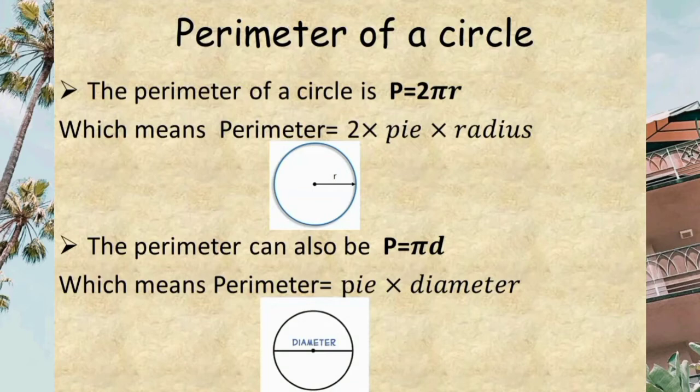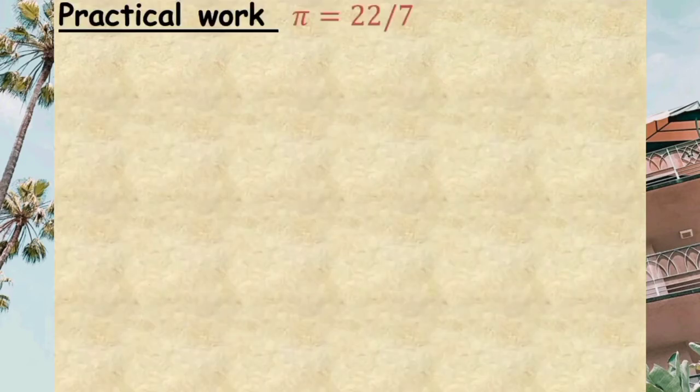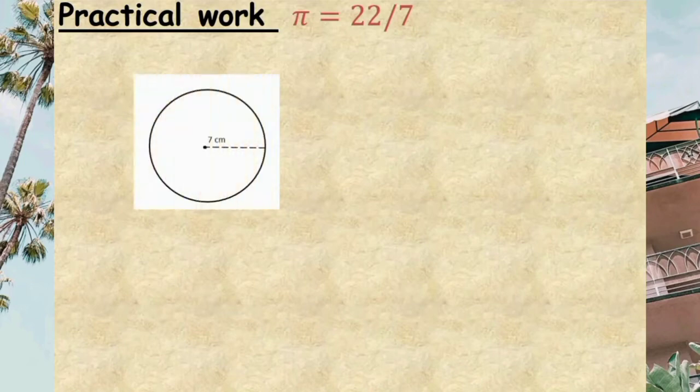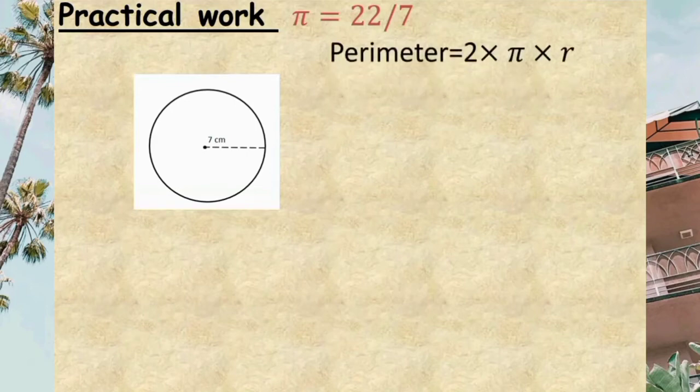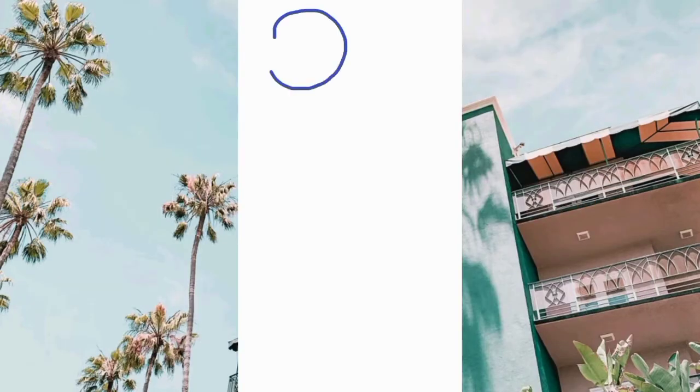Now let's actually try to find the perimeter of some circles. So we have our pi as 22/7. We'll start by looking at a circle with the radius of 7 centimeters. So because we are dealing with the radius, we're going to use the equation perimeter is equal to 2 times pi times radius. Now we just have to substitute our pi for 22/7 and our radius for 7 centimeters. With all of that information, let us work out the perimeter of our circle.